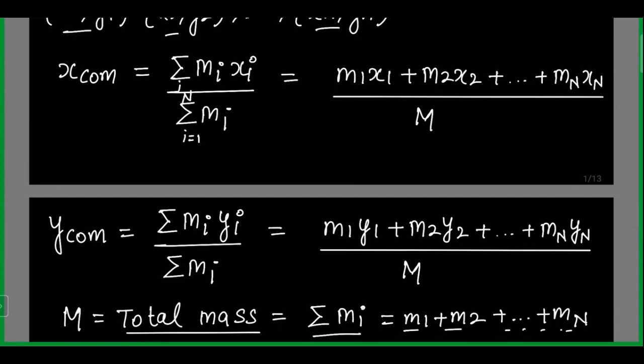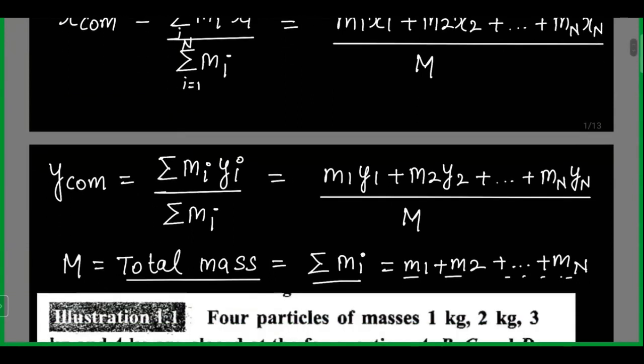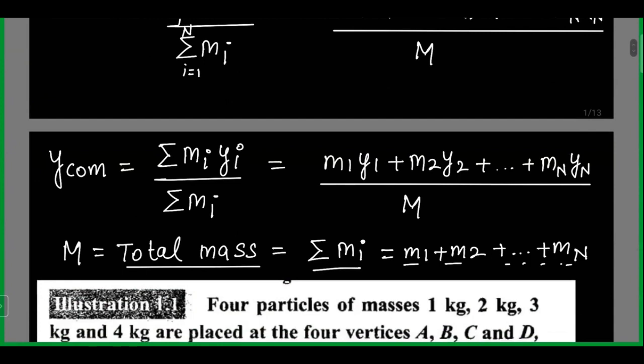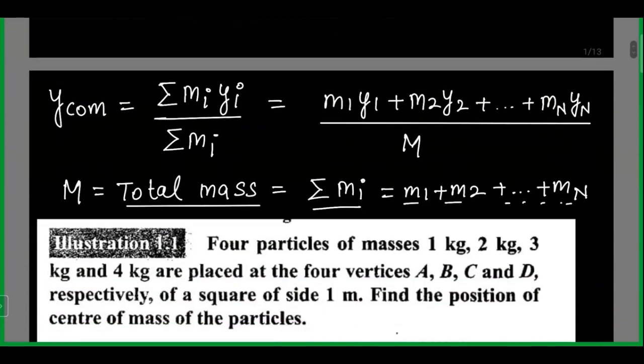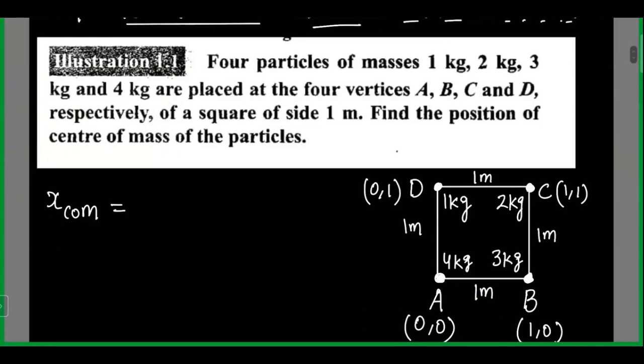Similarly, what is y COM, the y coordinate of the center of mass? That is the summation of mi yi divided by the total mass. If we expand this, that will be m1 y1 plus m2 y2 and so on up to mn yn, divided by the total mass. The total mass is simply m1 plus m2 and so on up to mn. Okay, so let's understand this with an example.